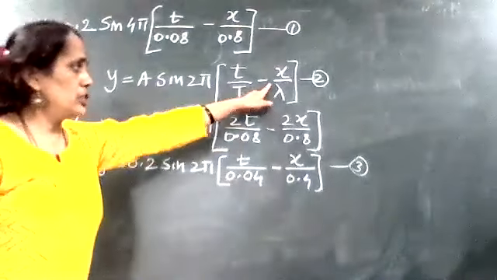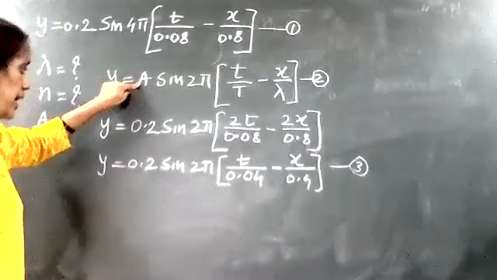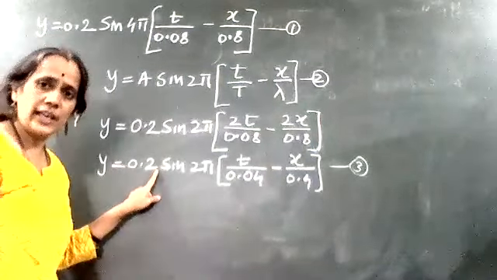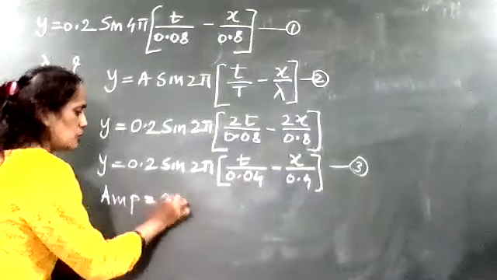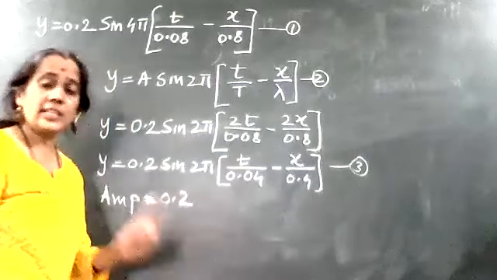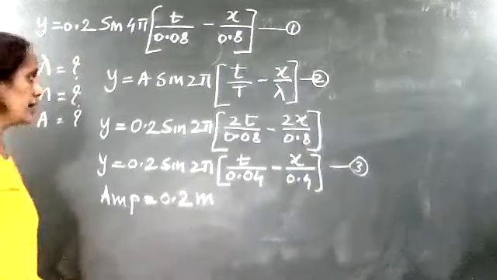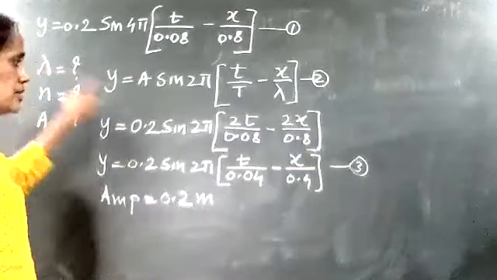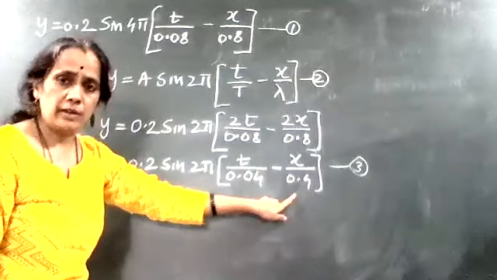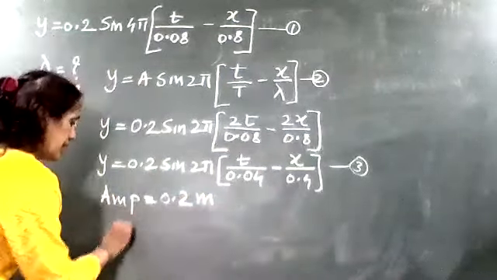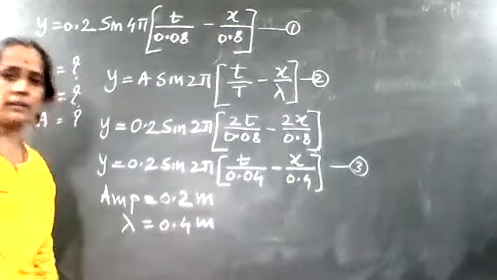So now compare equations 2 and 3. Here a is 0.2, and a is the amplitude, so I get the first answer: the amplitude is equal to 0.2, and since it is expressed in SI units, it is 0.2 meter. Next, lambda. See here, where I have x upon lambda, I am getting x upon 0.4. So the next value: lambda is equal to 0.4 meter.